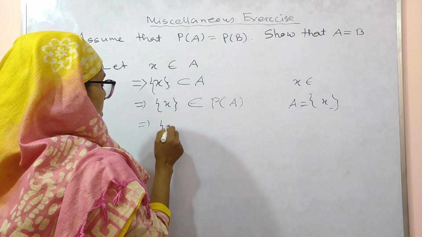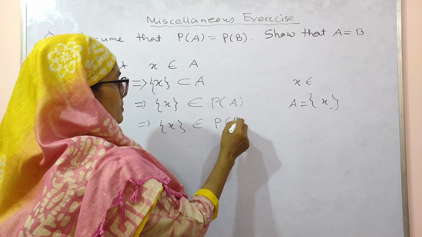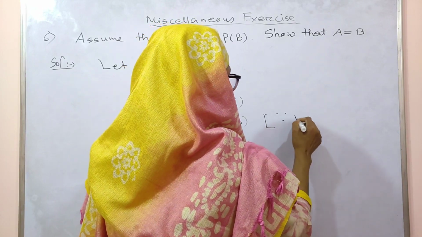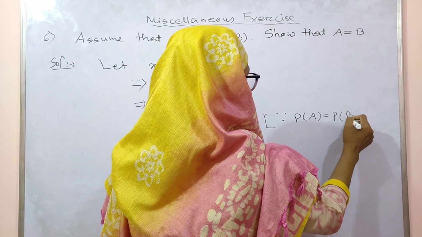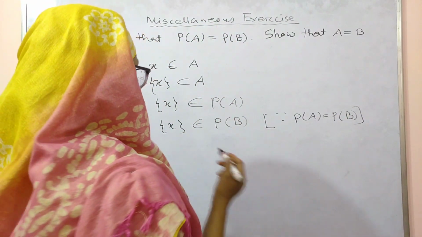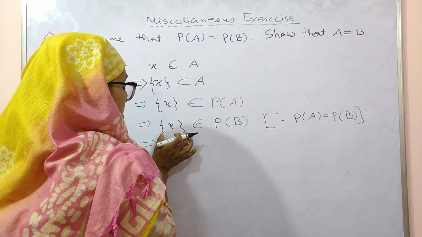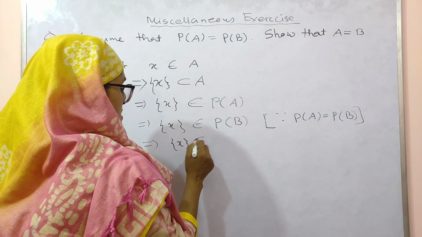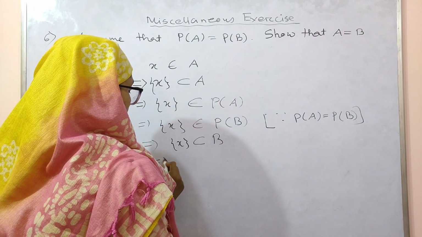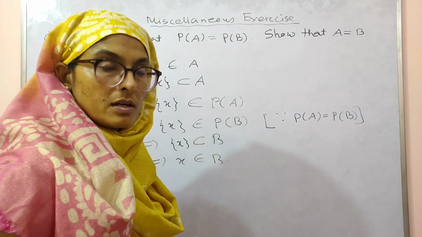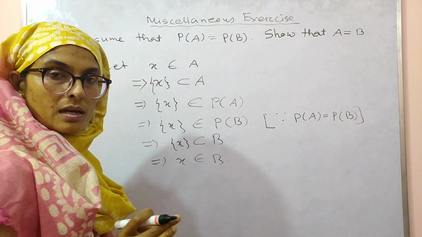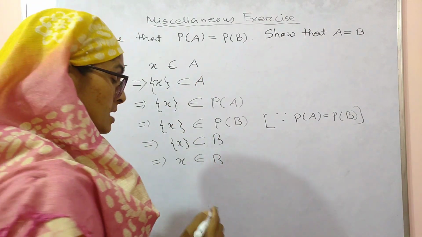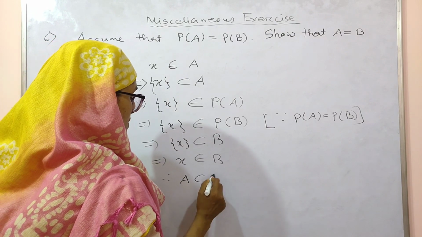Or you can write {x} belongs to the power set of B, since P(A) equals P(B). Since P(A) equals P(B), the set belongs to the power set of B. So you can write the set {x} is a subset of B, or you can write x belongs to B. Here I have taken x belongs to A and got x belongs to B. That means A is a subset of B. Therefore, A is a subset of B.